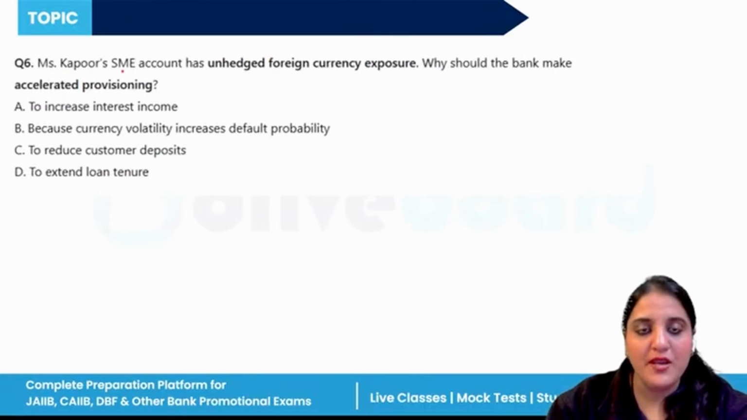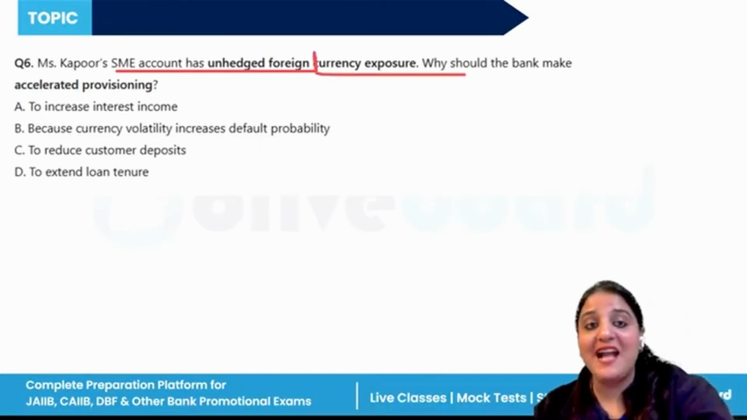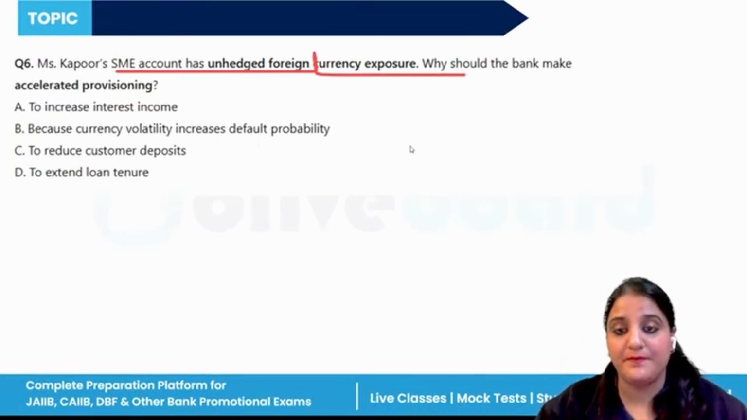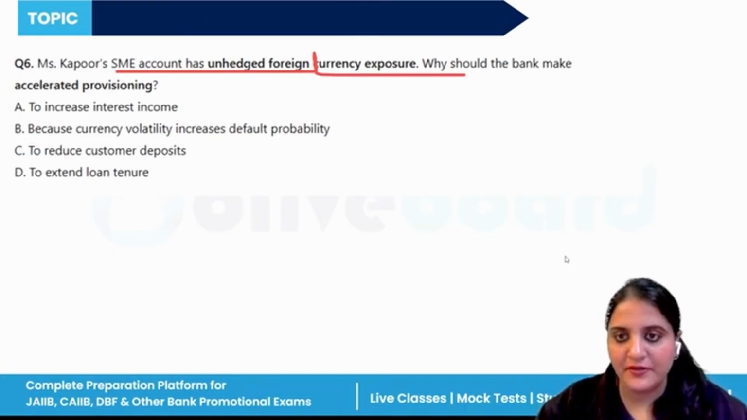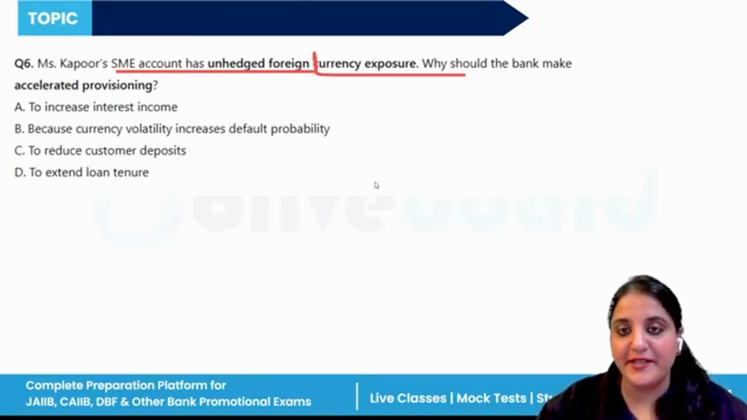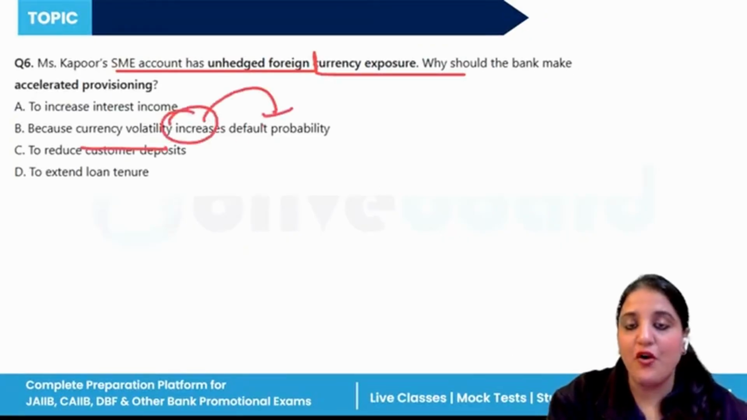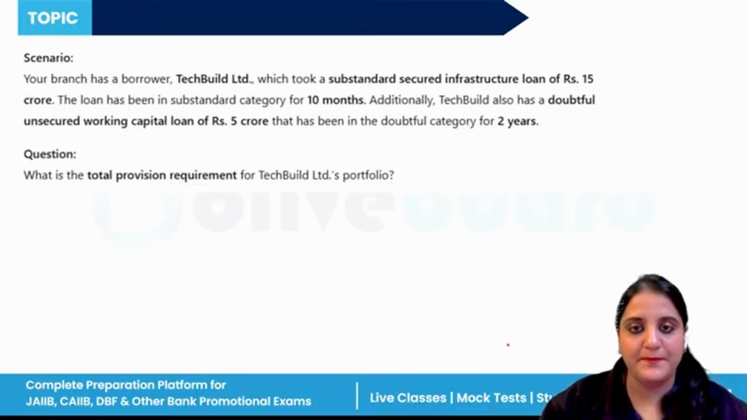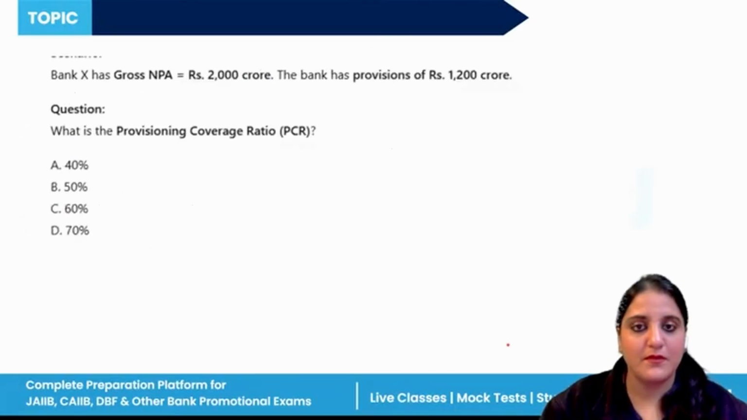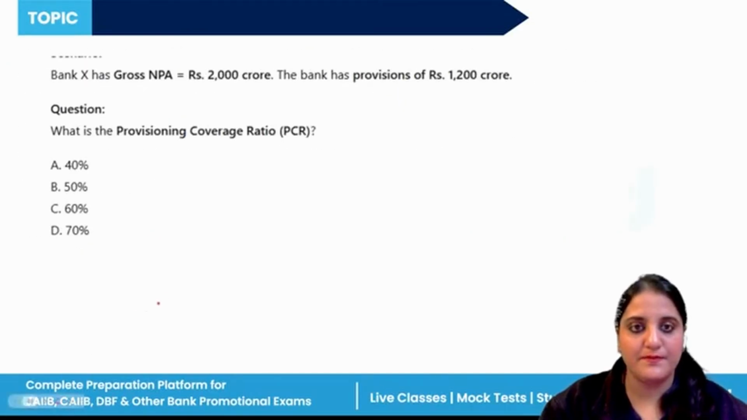Mr. Kapoor, SME account for unhedged foreign currency exposure. Why should the bank make accelerated provisioning? See, high unhedged foreign currency exposure increases the risk of borrower default during exchange rate volatility, which requires incremental provision as per the RBI circular. So, currency volatility increases default probability. Right? Now, here we have to see this PCR question.